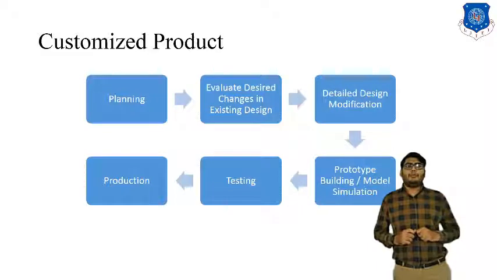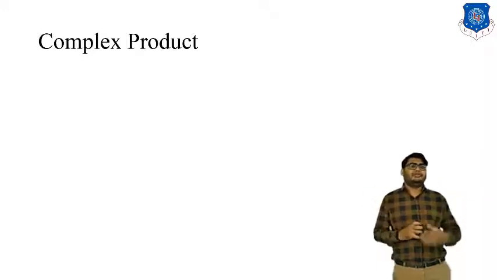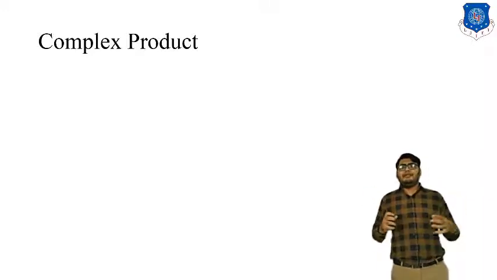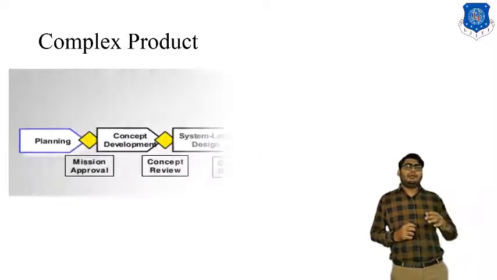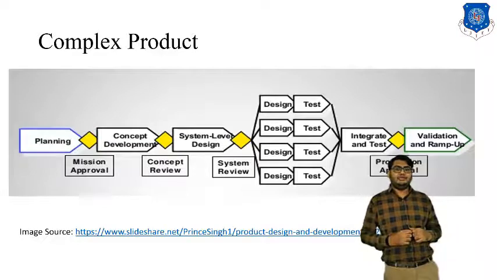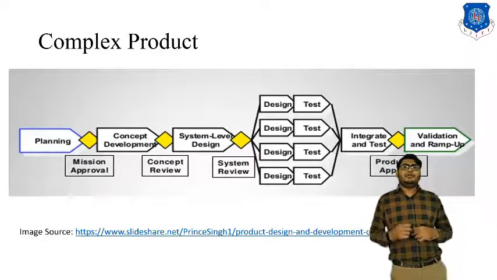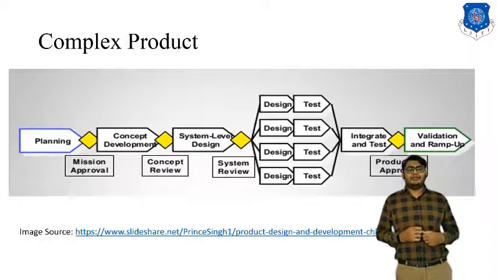If we talk about complex products, then complex products are the products which will have multiple systems and multiple subsystems involved in them, and it will be a very big product. So we cannot develop the entire product in a single go. So what we have to do is divide our product into different systems. So we start with planning as usual, then we do some concept development, then we do some system level design.